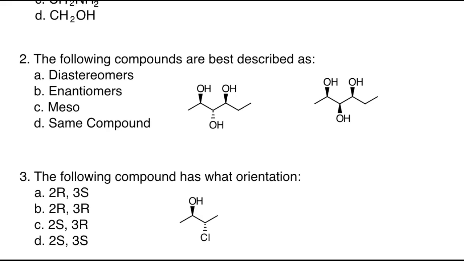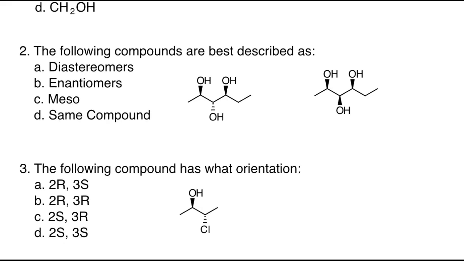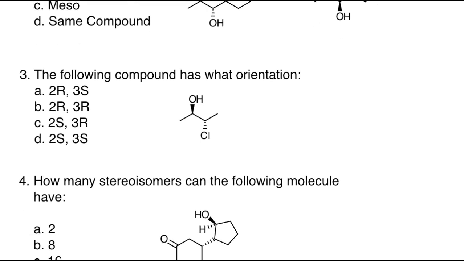Now, number 2, the following compounds are best described as. You may be able to just do this visually, and I would encourage you to if you can. There are 2 sets of compounds there, and you are going to describe them as either diastereomers, enantiomers, meso, or the same compound. Those are the choices. Right, number 3, the following compound has what orientation? And you can see you've got 2R, 3S, 2R, 3R, and so on through all the different possibilities.